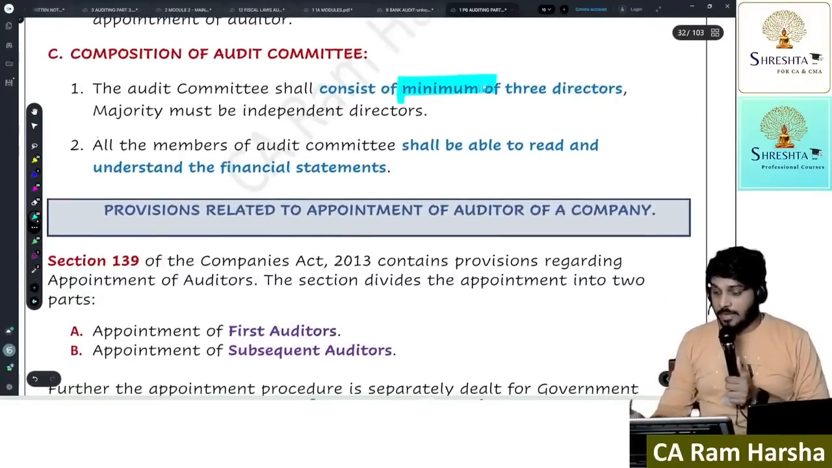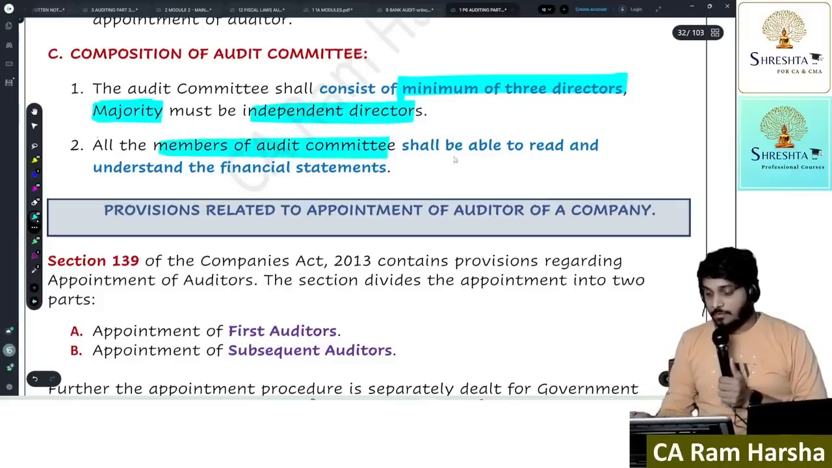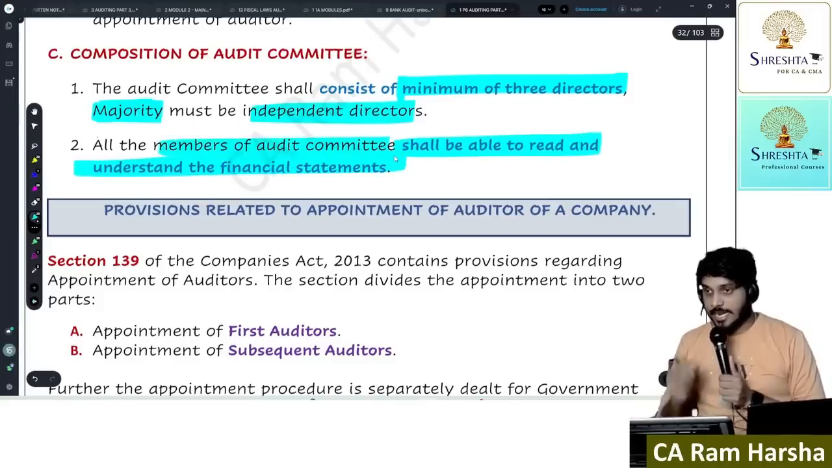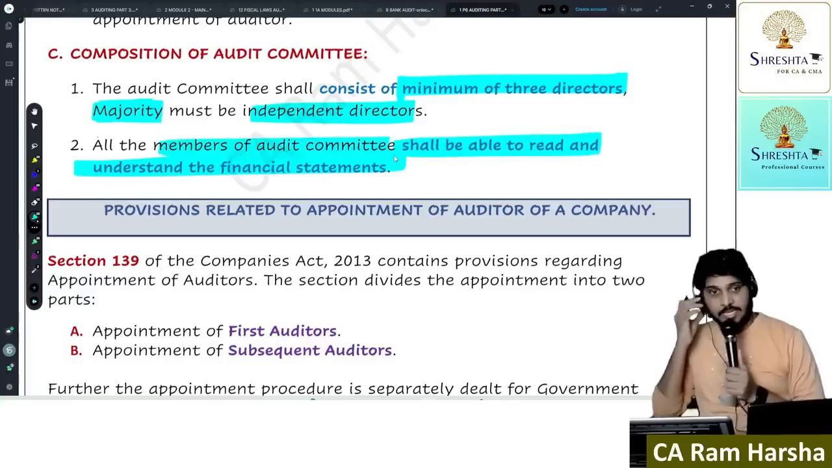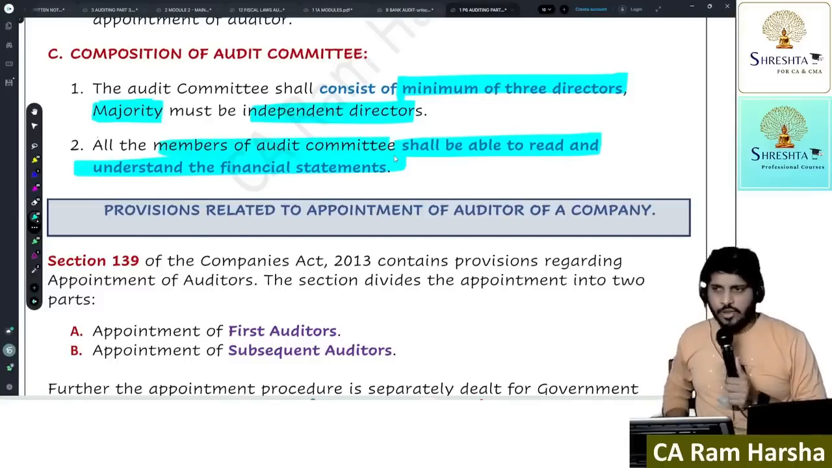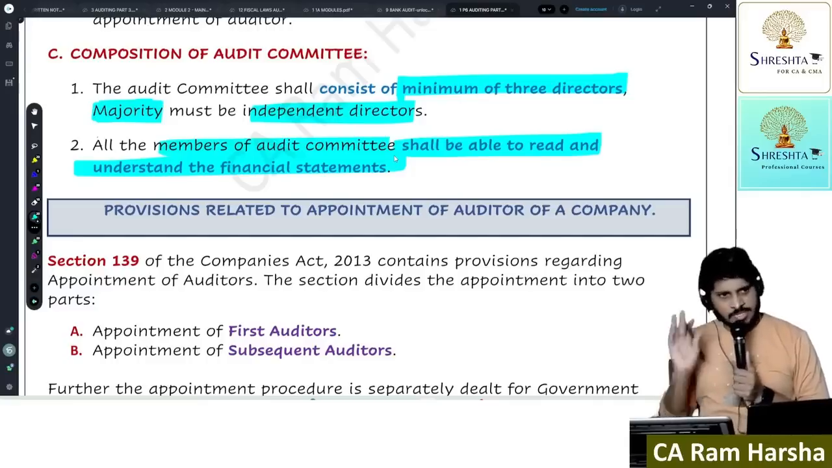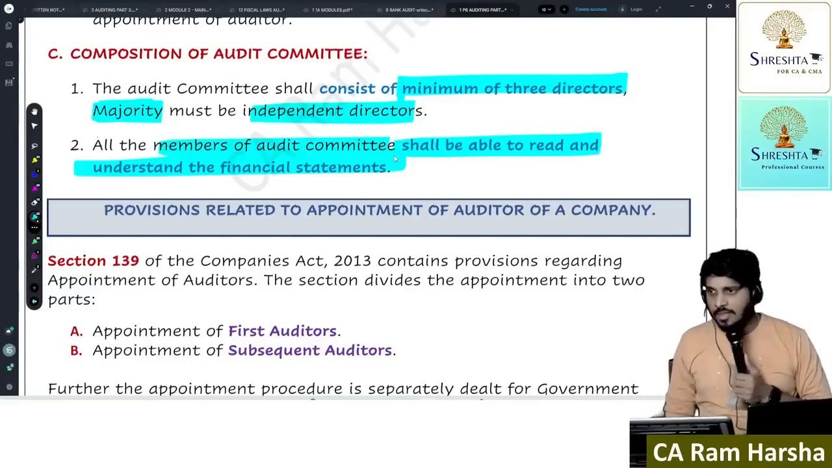Composition of the audit committee: it will have a minimum of 3 directors. Majority, meaning 51%, shall be independent. The members of the audit committee shall be able to read and understand financial statements. They should have financial statements knowledge. Do you think financial statements can be understood by everybody? Going concern means what? Only you and me can understand, because we have that question, because it is important for exams.